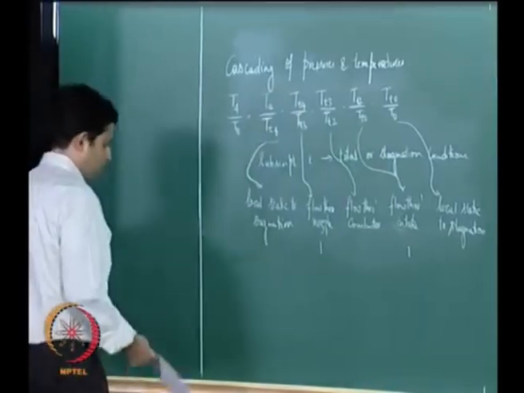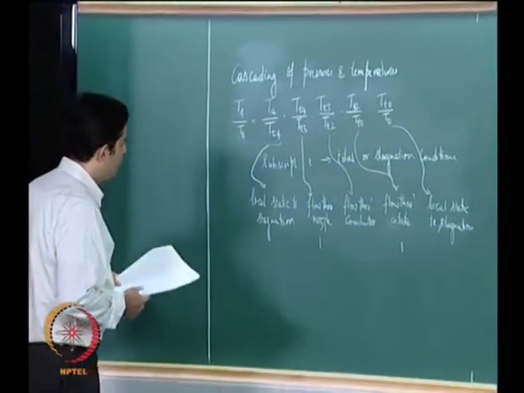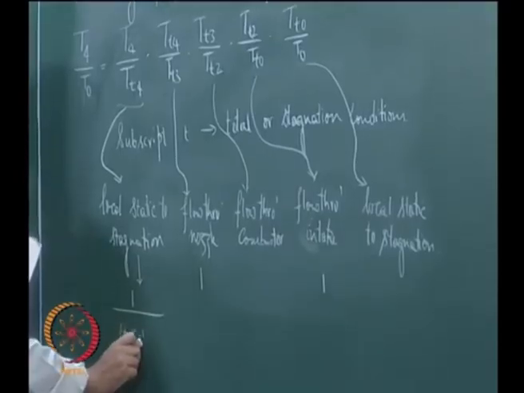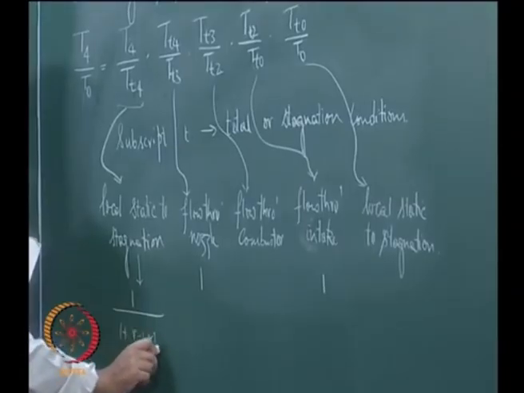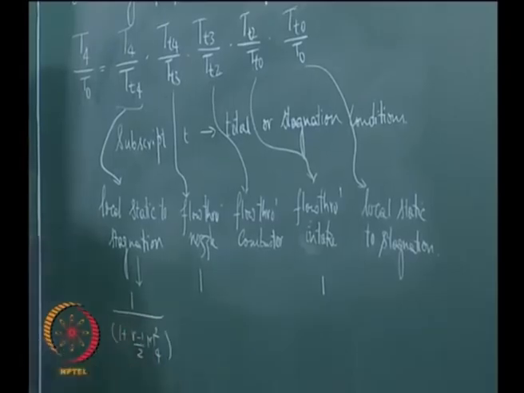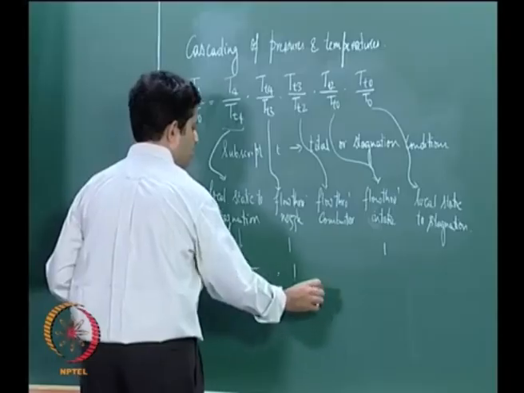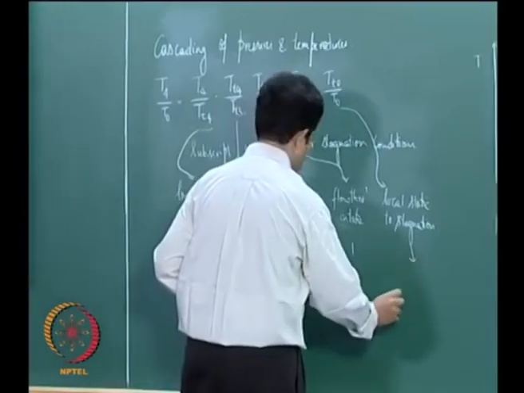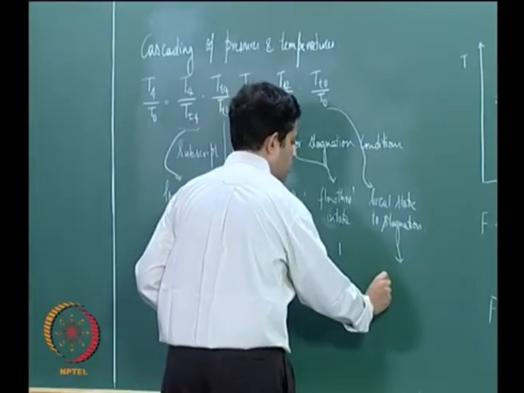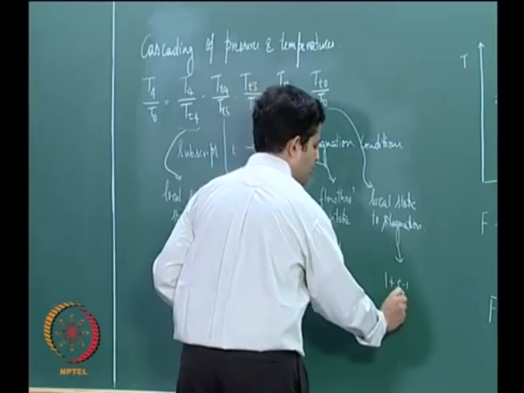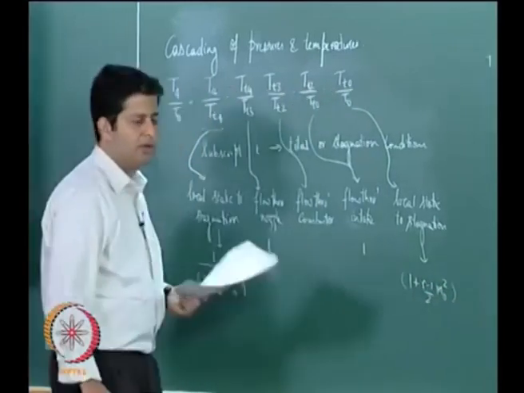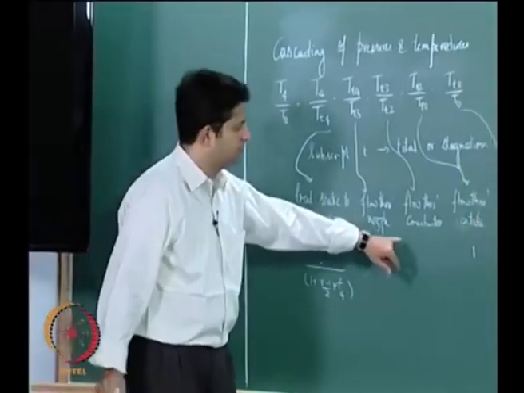We will do that right now. So this would be 1 by 1 plus gamma minus 1 by 2 M4 square, into 1. And again this would be 1 plus gamma minus 1 by 2 M naught square. So lastly we are left with flow through the combustor.